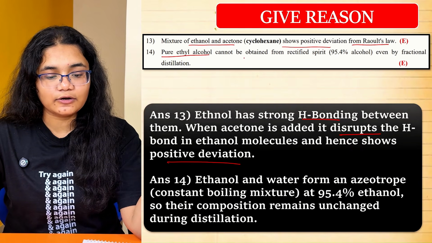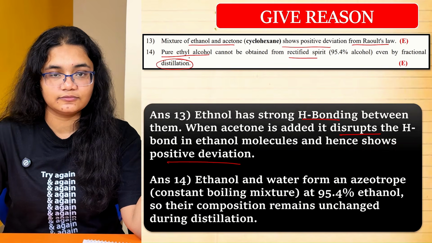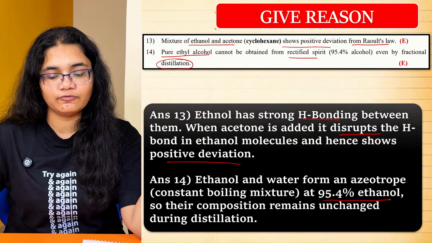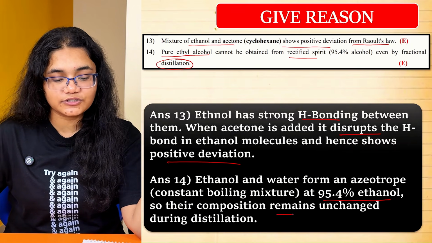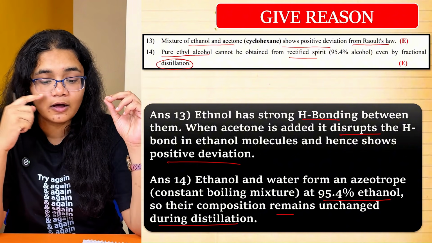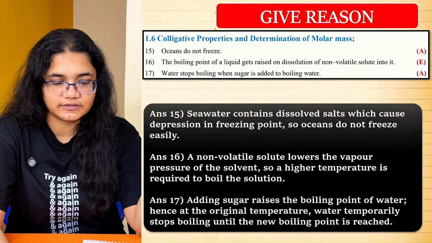Next, pure ethyl alcohol cannot be obtained from rectified spirit even by fractional distillation. That is because ethanol and water form an azeotrope at 95.4% of ethanol. Their composition remains unchanged during distillation because they have the same boiling point. They are forming an azeotropic mixture, so you cannot separate them during the distillation process.